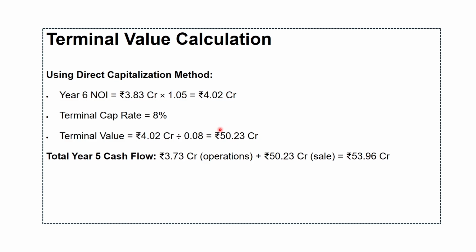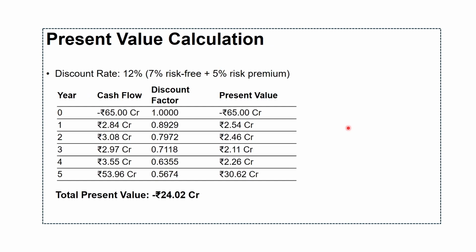The terminal value then represents approximately 75% of our total investment value, which is typical for real estate DCF analysis and highlights the importance of accurate exit assumptions. So, that is what we are getting at the end of this. So, then we move to present value calculations.